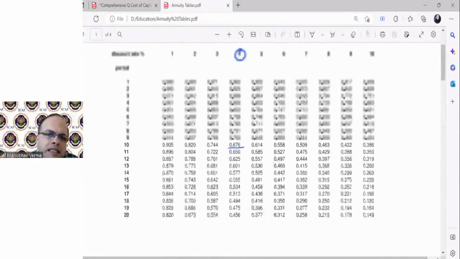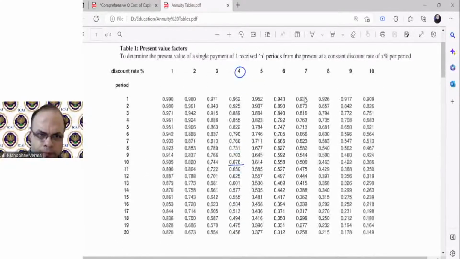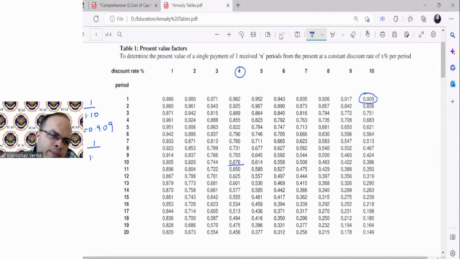Everyone can see that, guys? So present value factors now on my screen. These are the present value factors for individual periods. Let's say we talk about calculating. Everyone knows 1 upon 1.10 is 0.909. This is given 0.909. But we again do 1.10 square, we get 0.826. This is given 0.826. And what if we combine these two, guys?